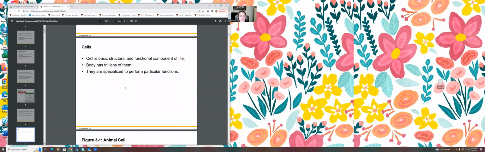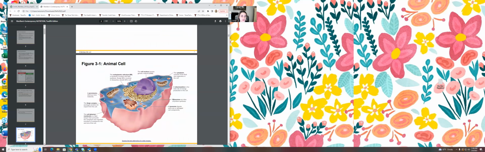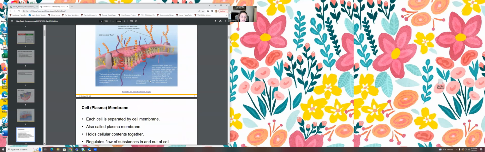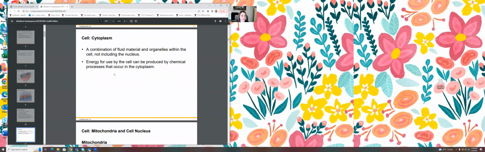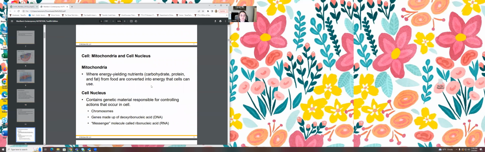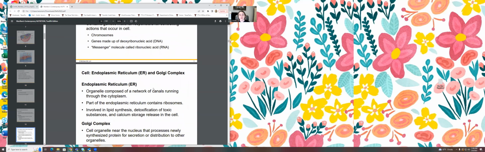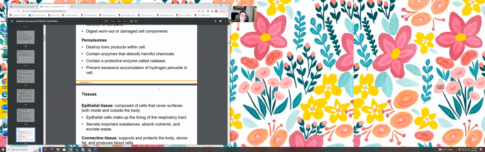So cells obviously are the basic structure and function of a body, of a life form. We are made up of many, many cells. This is just a diagram of an animal cell: your cell membrane, the plasma membrane, cytoplasm, mitochondria, the nucleus. You should do a brief overview of all of these. There will be a few things on your quiz, just stating what each one does.